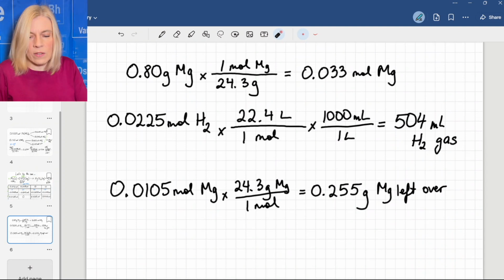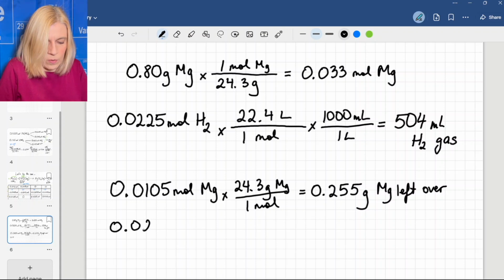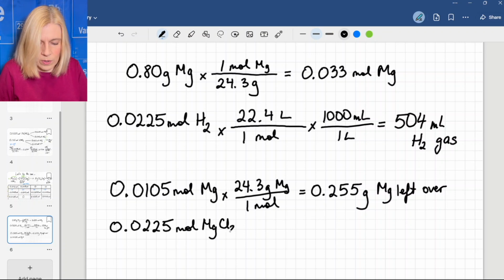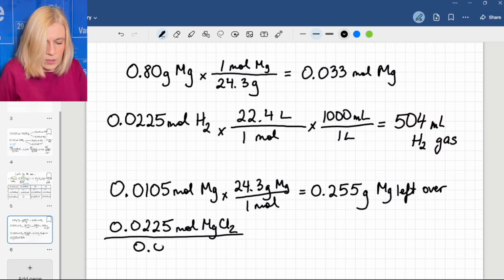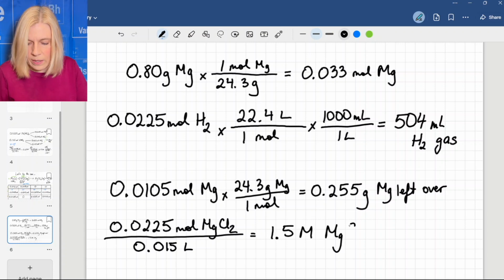And then I can figure out the molarity of my solution. So I have 0.0225 moles of magnesium chloride solution, and the volume is 15 milliliters. And I have a 1.5 molar solution of magnesium chloride.